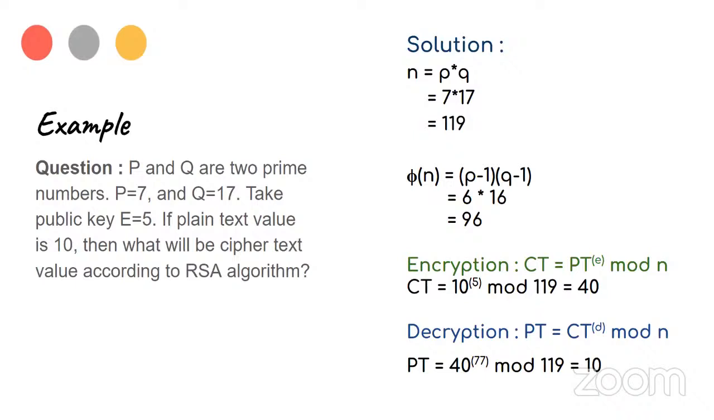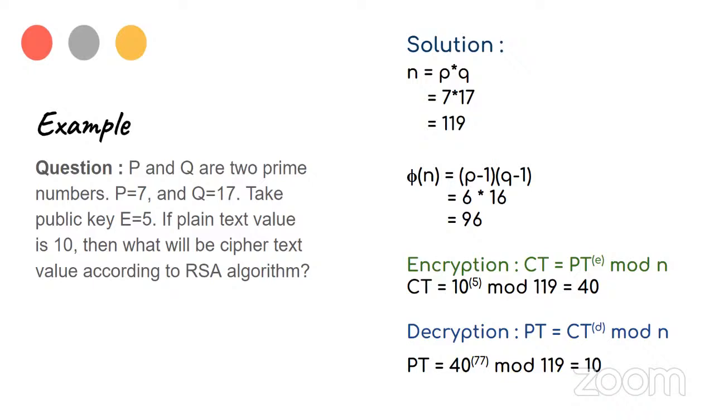So here is a quick example. Let's say P and Q are two prime numbers, where P is 7 and Q is 17. We take the public key E to be 5. If the plain text value is 10, then what will be the cipher text value according to the RSA algorithm? I have put up the solution. First, we calculate N, which is P into Q, which is 7 into 17, which gives 119.